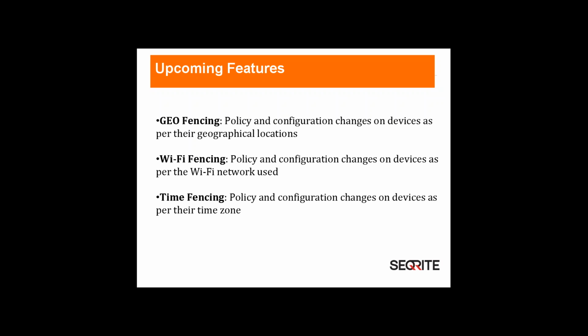The same applies to Wi-Fi fencing. Wi-Fi fencing would be according to the SSID, that is the Wi-Fi name to which the device is getting connected. If you mention a Wi-Fi ID, then as soon as the device gets connected to that Wi-Fi ID, the particular restriction, namely policies or configuration, will get directly mapped to that device, and the device will be compliant for your enterprise.